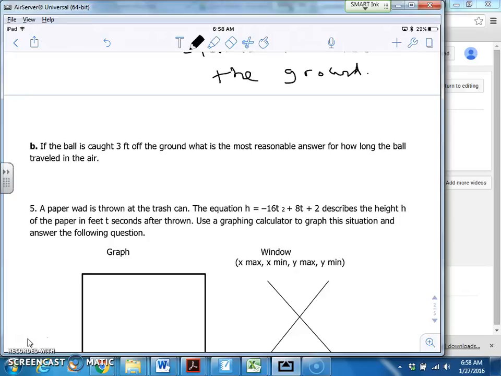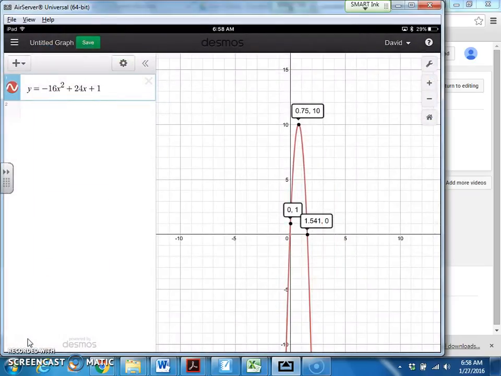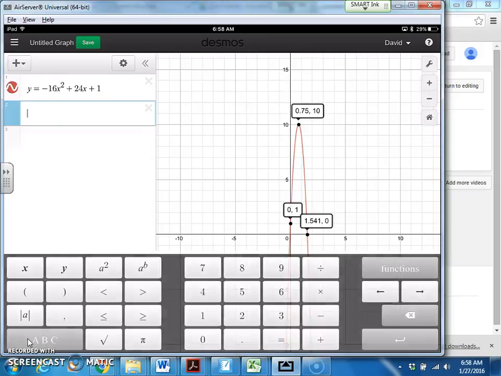The ball is caught 3 foot off the ground. What is the most reasonable answer for how long the ball traveled in the air? Well, this is what we did on this, is we said let's find when y is 3. So let's go to our Desmos, and we're going to add an equation in. So I go plus expression, and I want the 3 foot. So y is the height. So where is y 3?